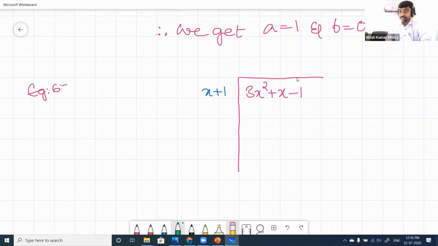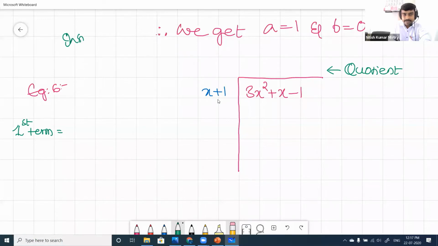Now what are we going to do? We are going to get the first term of the quotient. How do we get the first term of the quotient? This is the place of the quotient. Always remember this: first term by first term. Inside first term by outside first term. Every time, inside first term by outside first term.